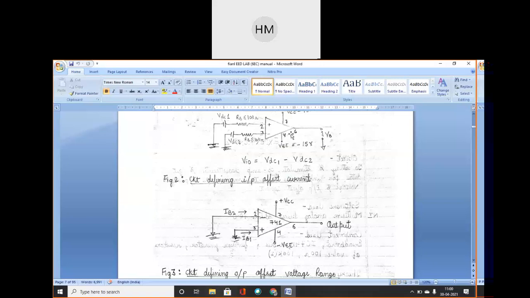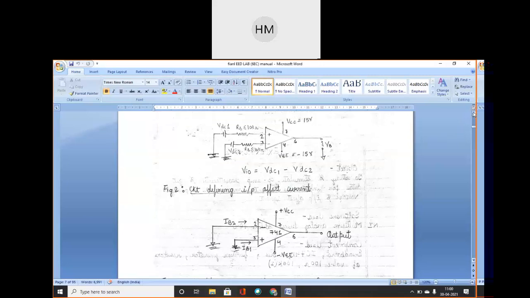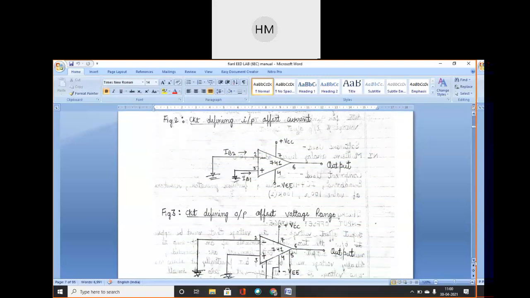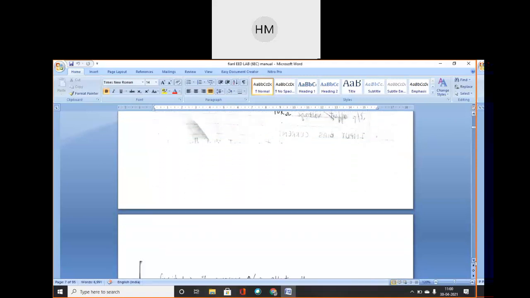Okay, and VIO theoretical values we can find by connecting VDC1 and VDC2. VDC1, the DC voltage generated at the inverting and non-inverting terminals. The difference of this voltage will give you VIO, and this voltage is very, very low. Okay, so it becomes impractical to measure these values directly. So we are using some circuit to find these values, so that we can easily find them. So these are my bias currents.